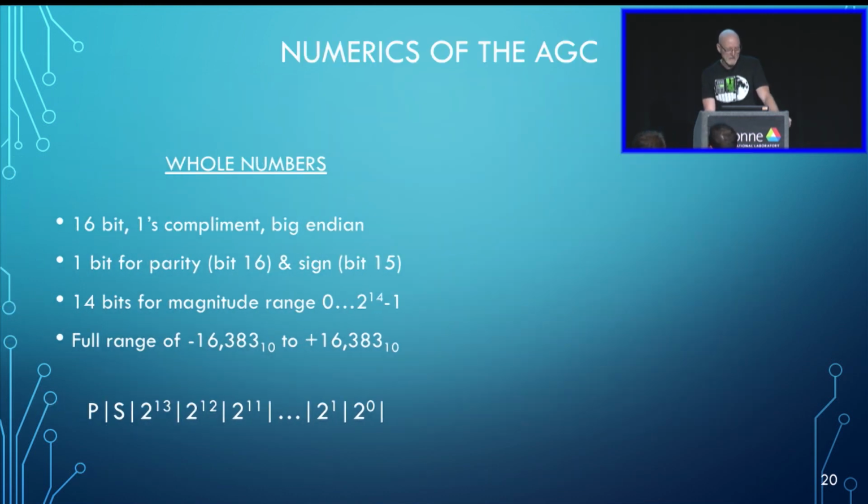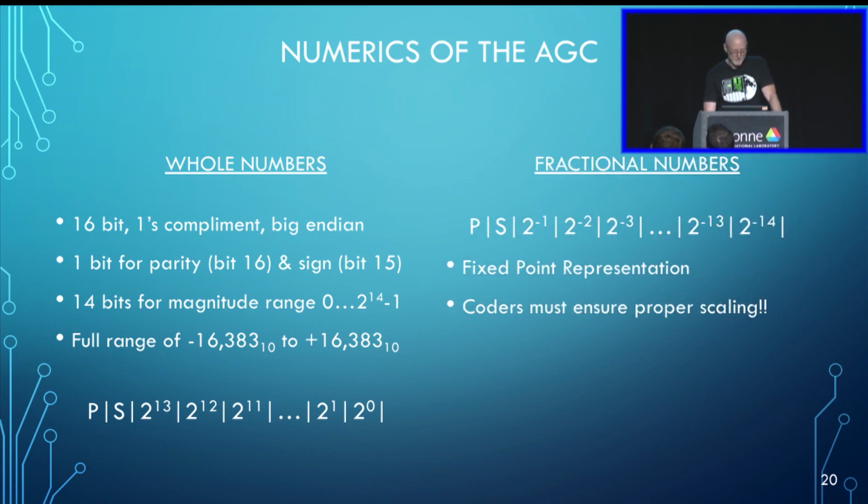So the numerics, it had whole numbers, 16-bit, 1's complement, big-endian, 1 bit for parity, 1 bit for sign, so 14 bits of actual magnitude. For fractional numbers, there's no floating point in here. It used basically a fixed point representation in which you can think of it, you've got the mantissa stored in the fractional numbers and the exponent is actually implied.